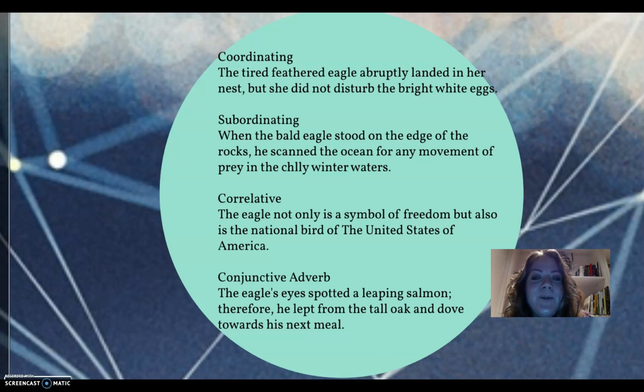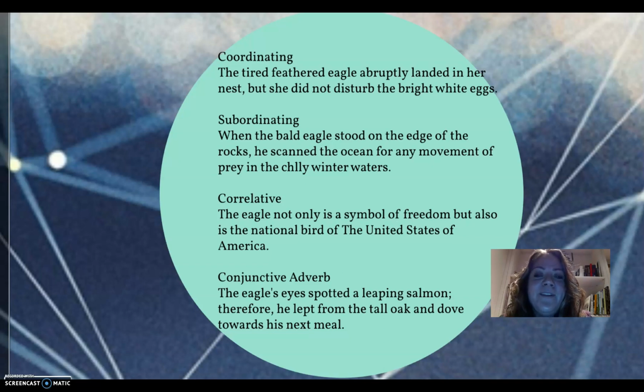Who's it about? The eagle, subject. What did he do? Stood, predicate. But I don't have a complete thought if it's by itself. When the bald eagle stood on the edge of the rocks, what? What happened? So I need to add the independent clause after it. And when I do, a simple comma will do.